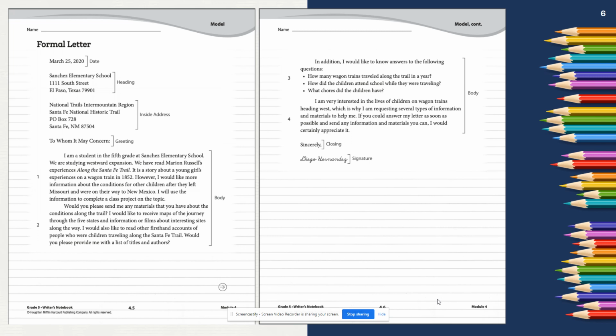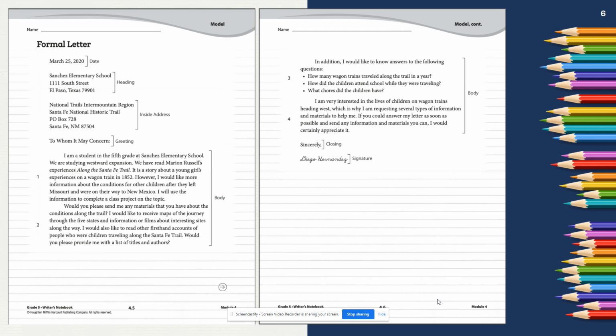A formal letter, however, has a polite and formal tone. It contains all the parts we talked about previously: the heading, inside address, salutation, body, closing, and signature. The information is specific and to the point.